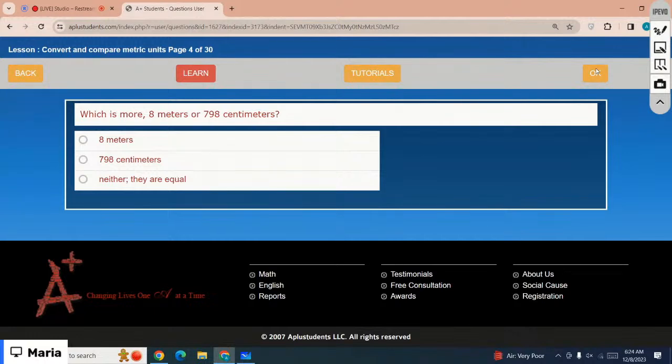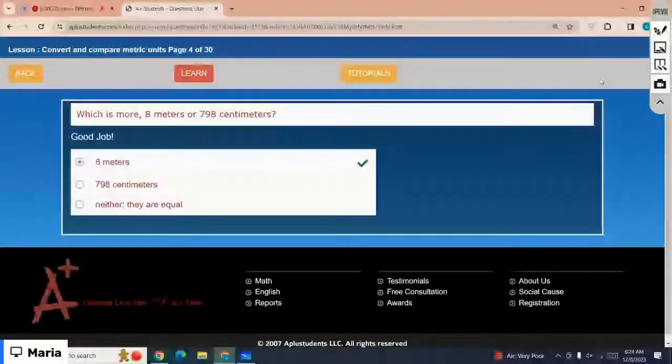And the correct option is 8 meters, because 8 times 100 equals 800 centimeters, right? So 8 meters is more than 798 centimeters.